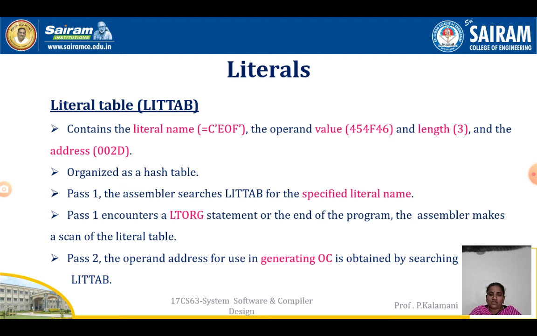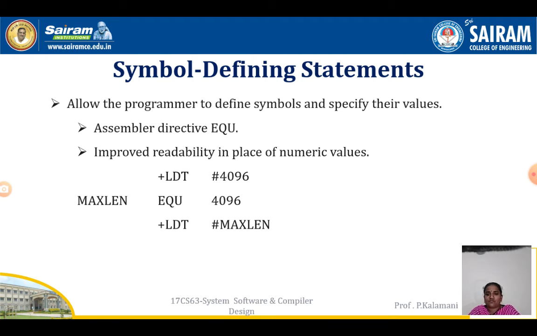During pass 1, the assembler searches the literal table for the specified literal value. When pass 1 encounters an LTORG statement or the end of the program, the assembler makes a scan of the literal table. If it encounters LTORG, the assembler understands that literals are used there, so it will search the literal table for the literal. Then during pass 2, the operand address for use in generating object code is obtained by searching the literal table. So we search the literal table for the address.